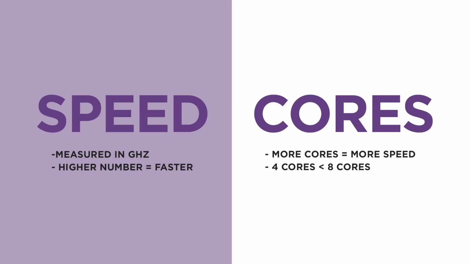So if you have 4 cores, you've got 4 little mini brains in there that are working together, versus you have 8 cores, you have 8 ones that are working together to kind of spread that load out. So more cores is better. Now this can get a little bit tricky because sometimes you'll see a faster speed, so a higher gigahertz, but you'll see fewer cores. So it's actually better to have more cores that might be a little bit slower than it is to have fewer cores that are a little bit faster.